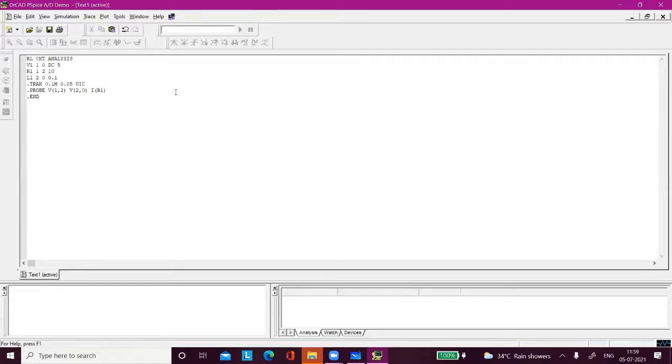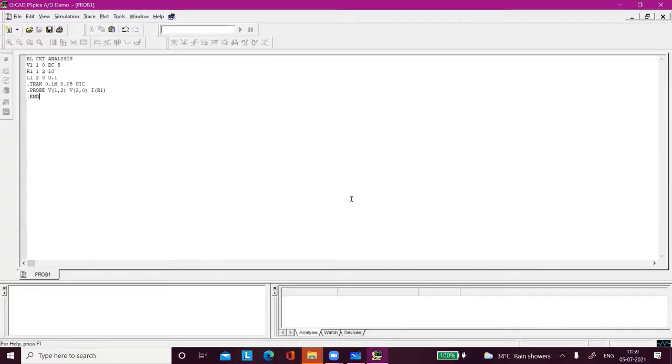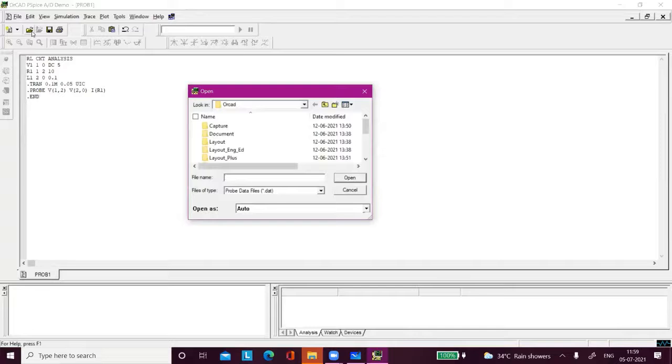.end. Okay. Now you save the circuit. Let the name be problem1.cir. Please always write .cir. Always save the file in SPICE with the .cir extension. Okay. Now save. The file name is problem1.cir.